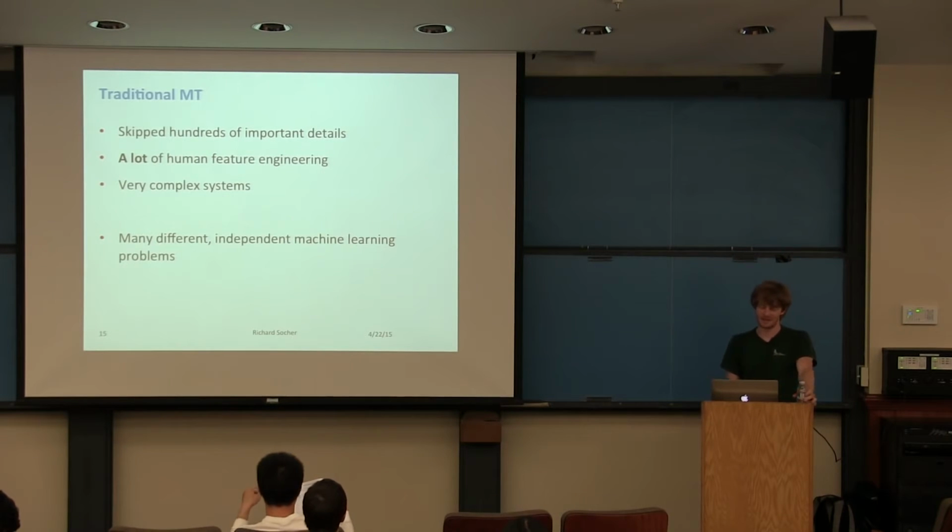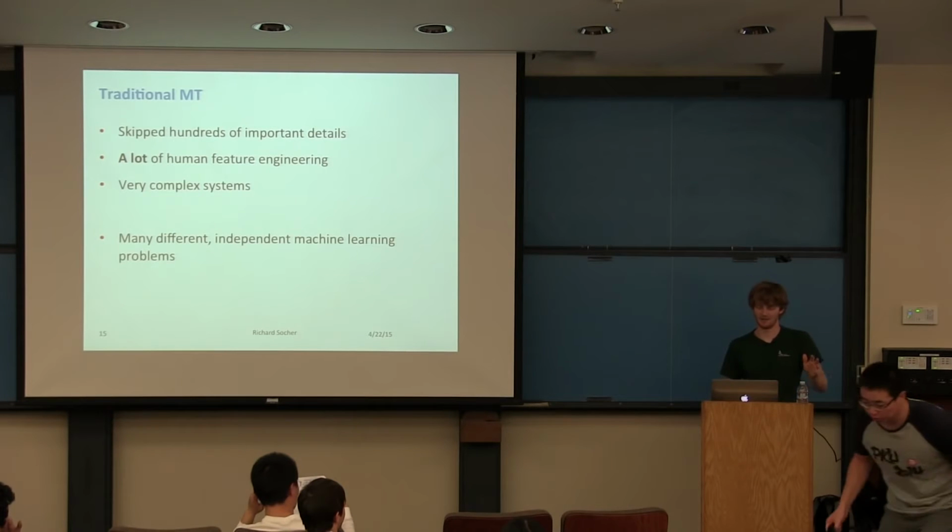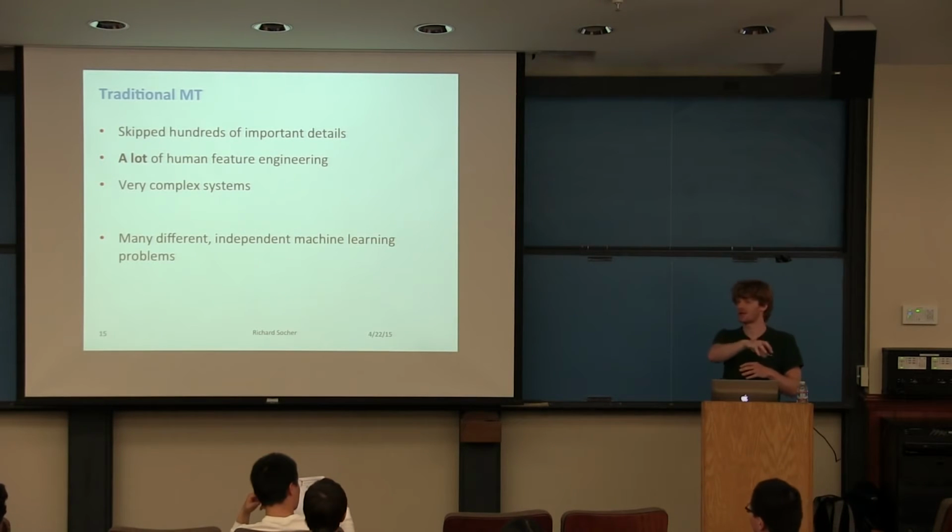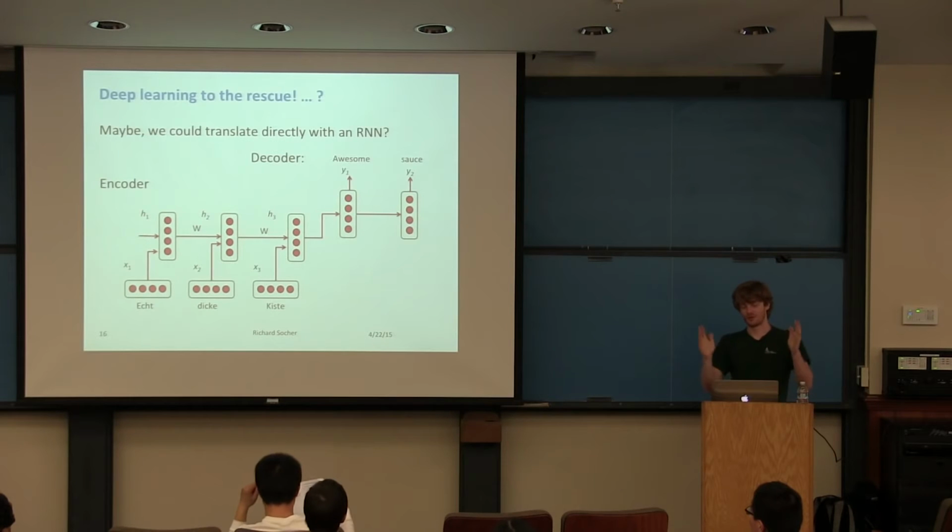And the main problem is that various subsystems of these overall pipelines solve different independent machine learning problems. So you have one optimization problem that solves alignment, another one that solves maybe finding reasonable phrases, another one that extracts features and scores them in a decoder, another one that helps you do reordering, and so on. And they're optimizing their own objective functions and not necessarily the final objective function that you care about. And so maybe the question here is, deep learning to the rescue? But it's actually not as obvious yet.